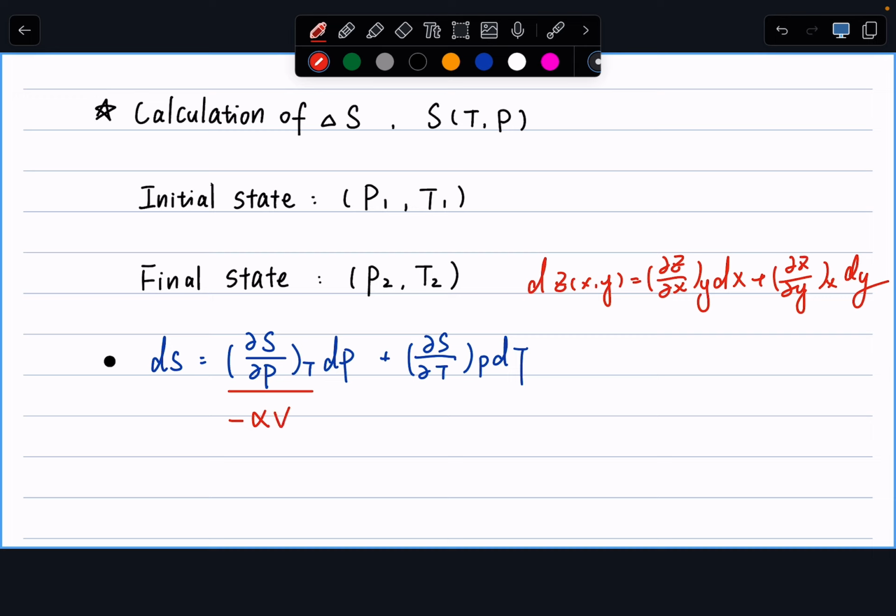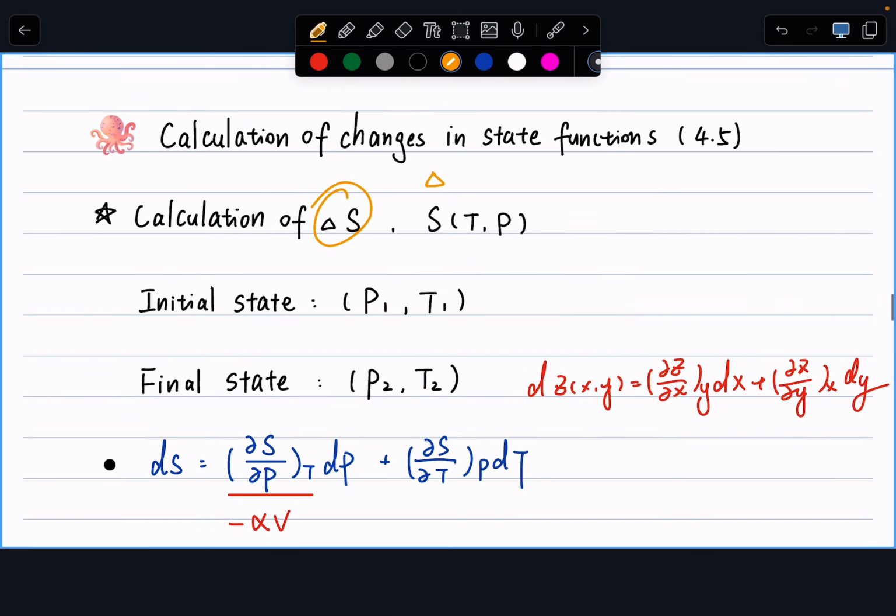Yes? What's your thought process in determining why you would first write out the total differential? This one? Okay, so the thought process is the following. What we are looking at is delta S. So we're going in reverse. What is delta S? Delta S equals the integral of dS. So I want an expression for my dS. That's the logic behind writing out dS.